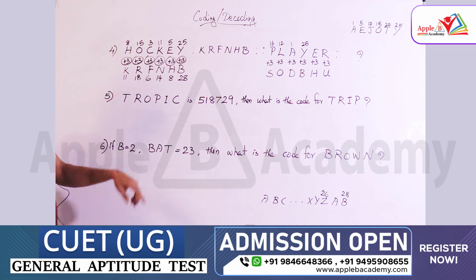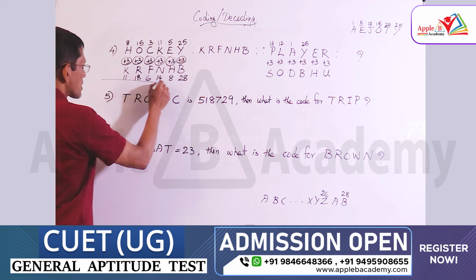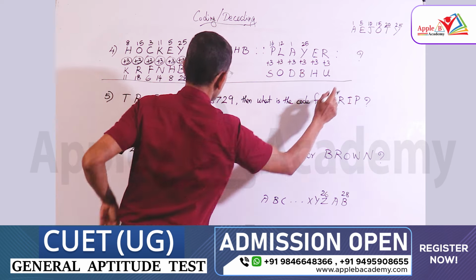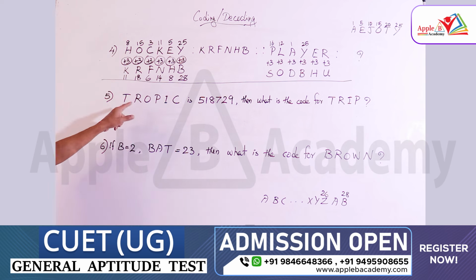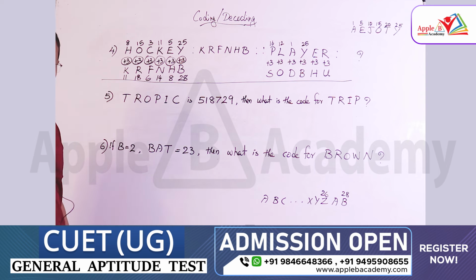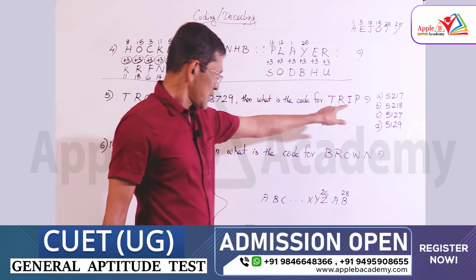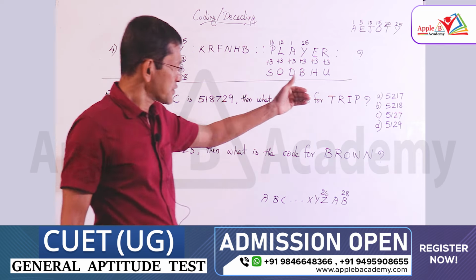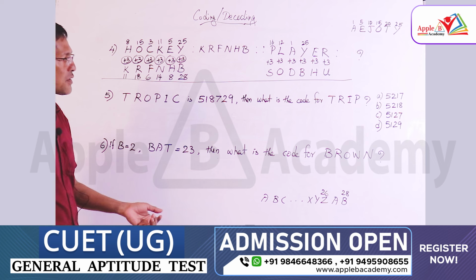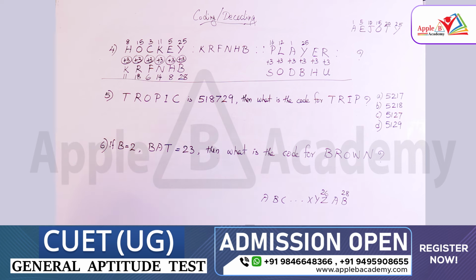Now, tropic, so this is another word right here. This tropic is called as, question number 5, tropic is called as 518729. And what is the code for trip? Well, you know what, I'll just give you the answer choices for that question. Otherwise, you may not get an idea what exactly is going on. Alright, so for this question, these are the answer choices: 5217, 5218, 5127, 5129.